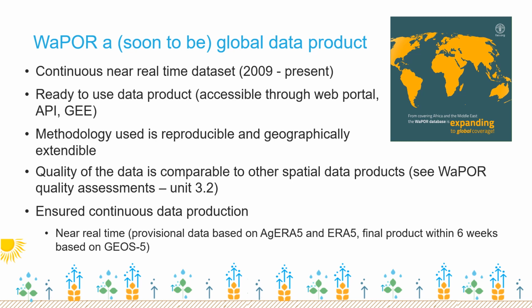The methodology used to create the WaPOR data uses the same methodology globally. It's therefore reproducible and geographically extendable. Based on various quality assessments, which will also be discussed in Unit 3.2, the quality of the data is comparable to other spatial data products, but not necessarily as accurate as locally calibrated surface energy balance models, which of course require validation locally. The WaPOR data continues to be updated with provisional near real-time data produced using AC ERA5 and ERA5 data, which is replaced with a final product within 6 weeks using the GEOS-5 input data.